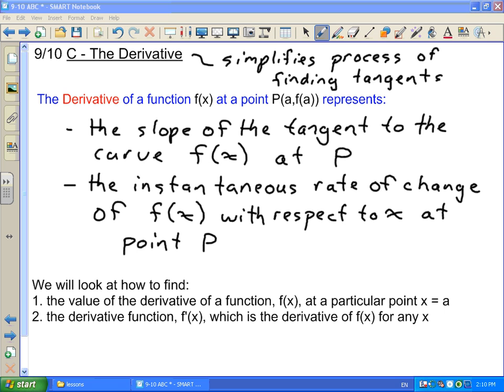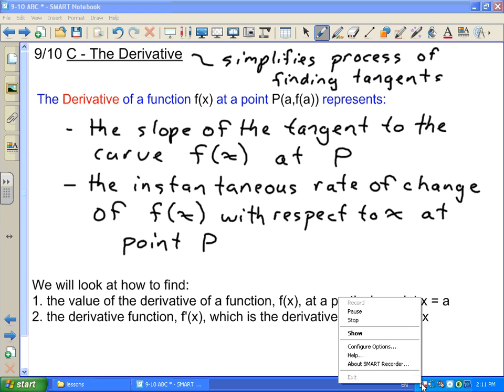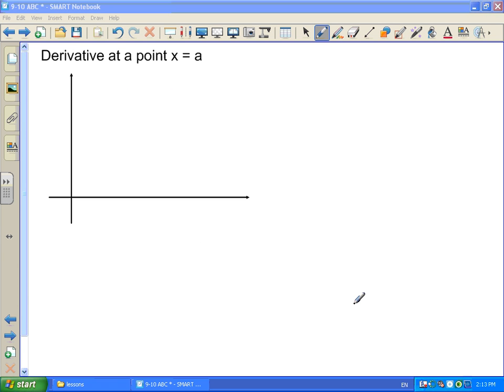So we're going to look at doing it for a specific point, x equals a, and then we're going to look at doing this a little bit more generally. So the result of 2 here will be a function which will give us the derivative at any point, or the slope of the tangent at any point. Okay? Sound good? All right. Okay, so here's where we're going to start.